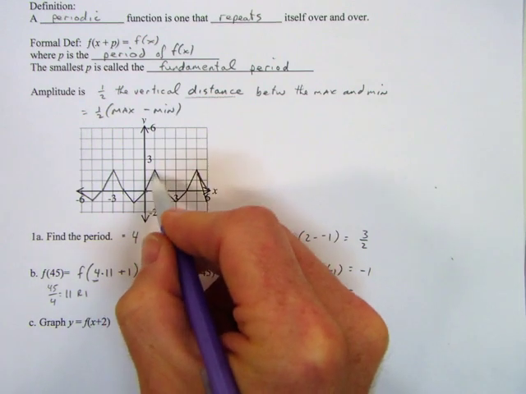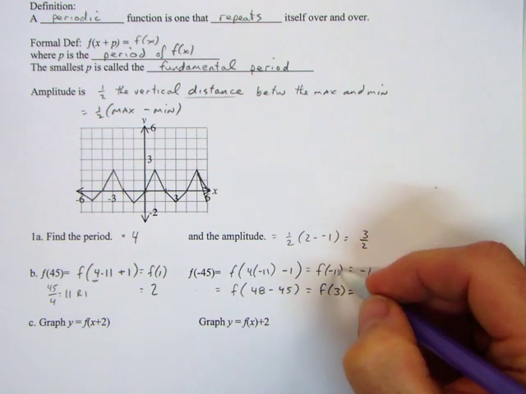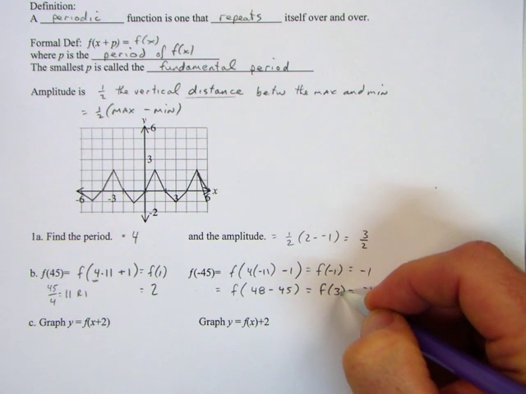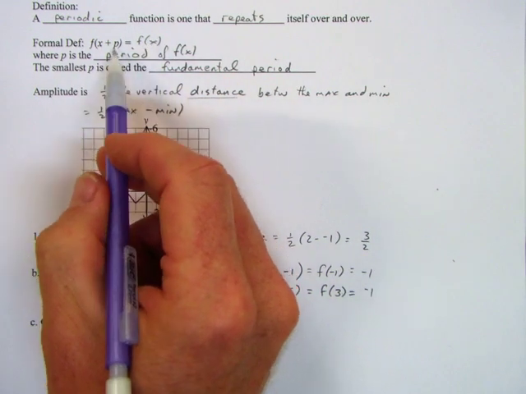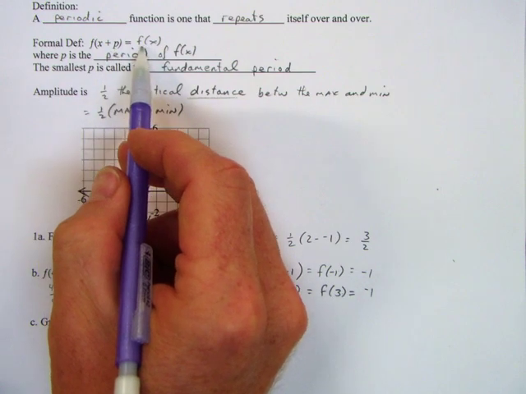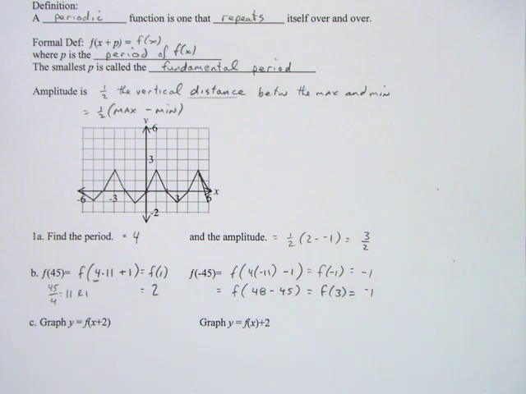And what is f of 3? 1, 2, 3, go down. That's also negative 1. What's the difference between negative 1 and 3? That's 4. That is our period. And that's going to tell us, since we go back to our definition, f of x plus the period equals f of x. If we add the period in, we're going to get the exact same value.